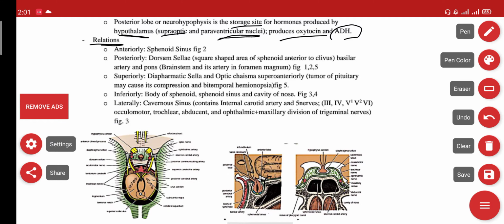Over here in this figure number 2, you can see that this is the gland, and lying anterior to it is the sphenoid sinus. This blackish area that you can see is your sphenoid sinus.